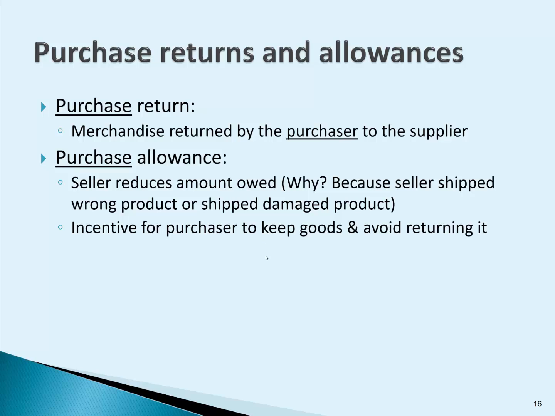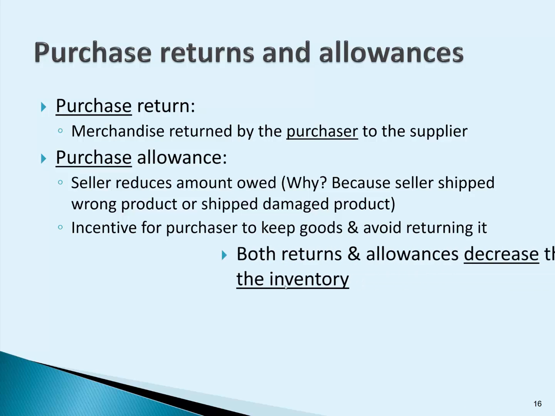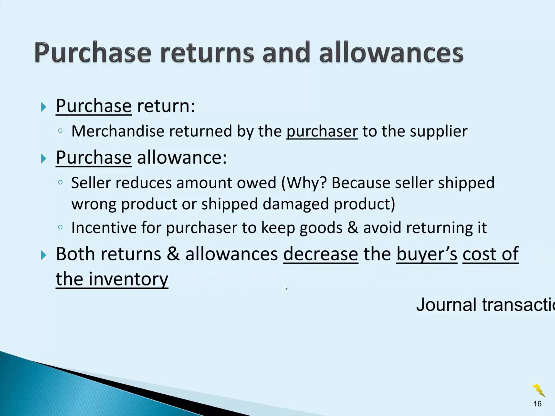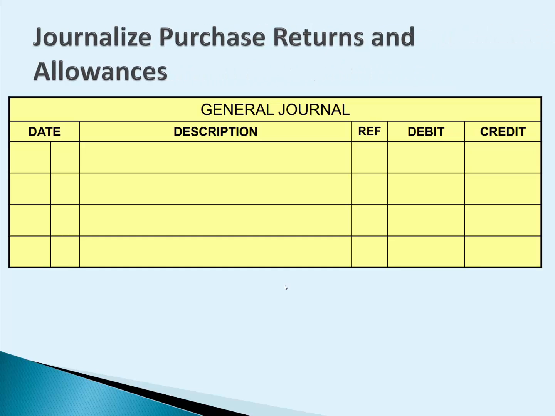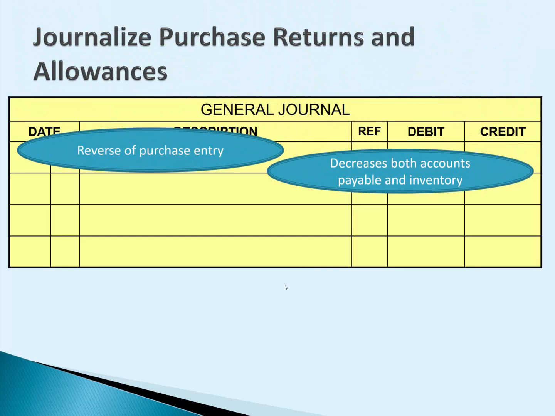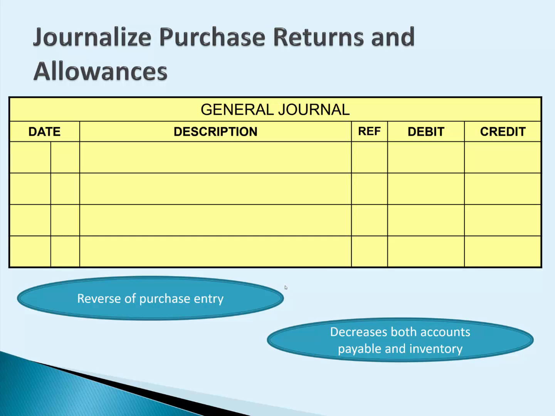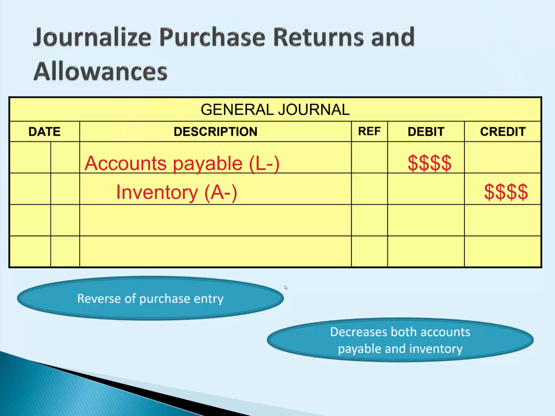So let's do a journal transaction for a return. When we return an item that we purchased on account, we just need to reverse the purchase entry. So AP is going to go down instead of going up, and our inventory is going to go down instead of up. So we've just reversed the purchase entry. This decreases both accounts payable and inventory.